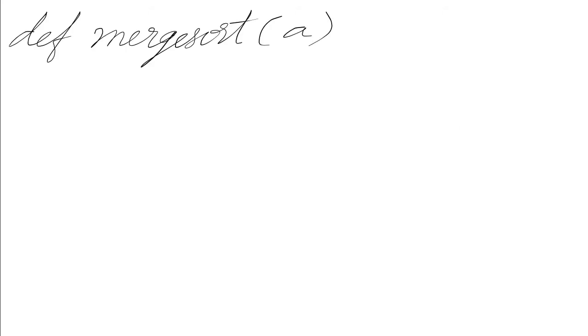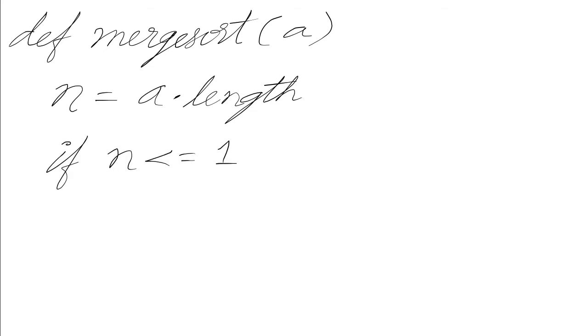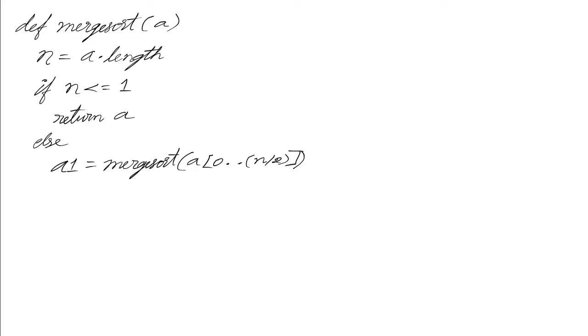The merge sort method takes a parameter, which is a list. We first find the length of this list and we check if it is less than or equal to 1. If so, we return that particular list. This is the base case. Otherwise, we have a recursive call on the first half of the list and we capture the output of the merge sort in the variable a1.